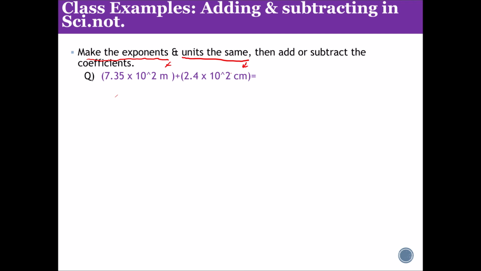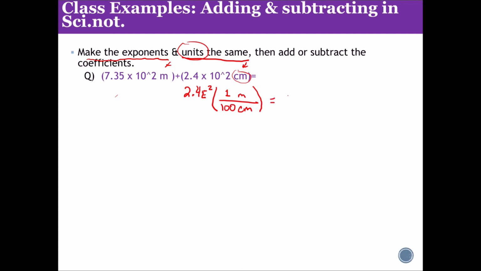Centimeters are 100 times smaller than meters. So you have to first convert one of the two to match the other. So I'm going to take centimeters and convert that to meters. So 2.4 times 10 to the second times, I know there are 100 centimeters in 1 meter.